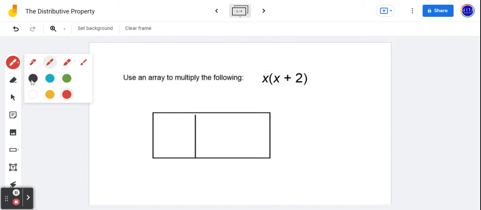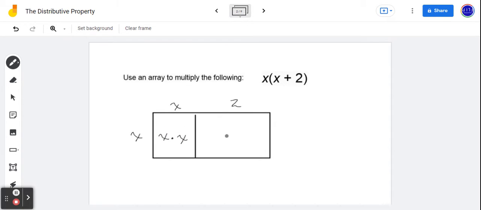Now, let's add in some variables. So let's use the array to multiply the following: x over the group x plus 2. Well, let's label this dimension as x, and this as x, and the remainder of that sum would be the 2. So here we'd have a product of x multiplied by x.